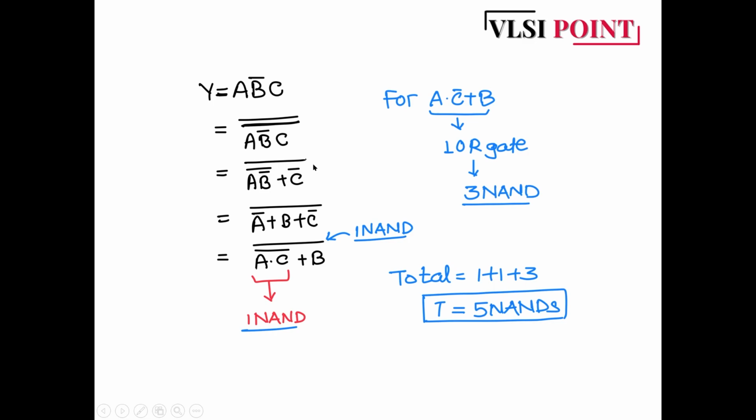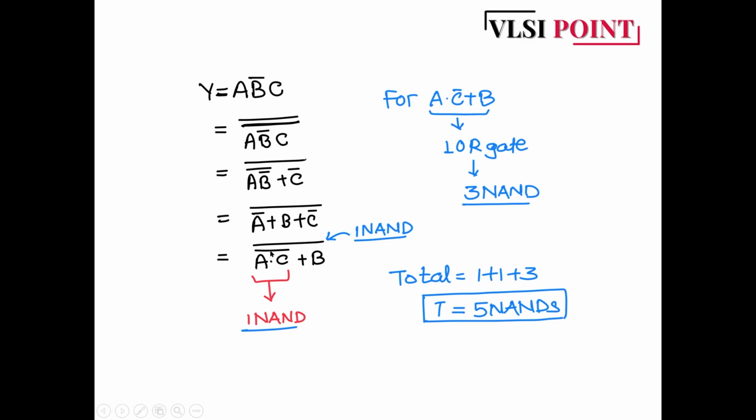Again simplifying further, AB bar whole bar, this term we can simplify as A bar into B bar whole bar, which is nothing but B, and C bar as it is. Here you have A bar and C bar in addition, so you can take A into C whole bar. Basically we are just playing with De Morgan's law over here, and you can clearly see A into C whole bar.